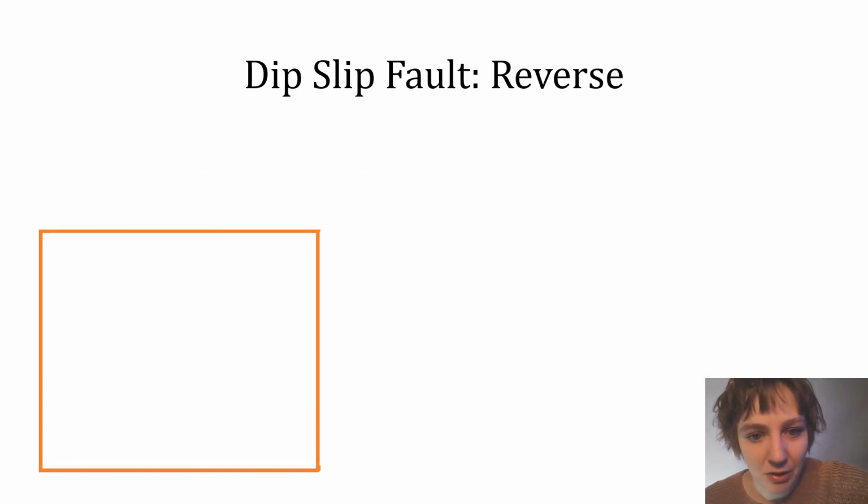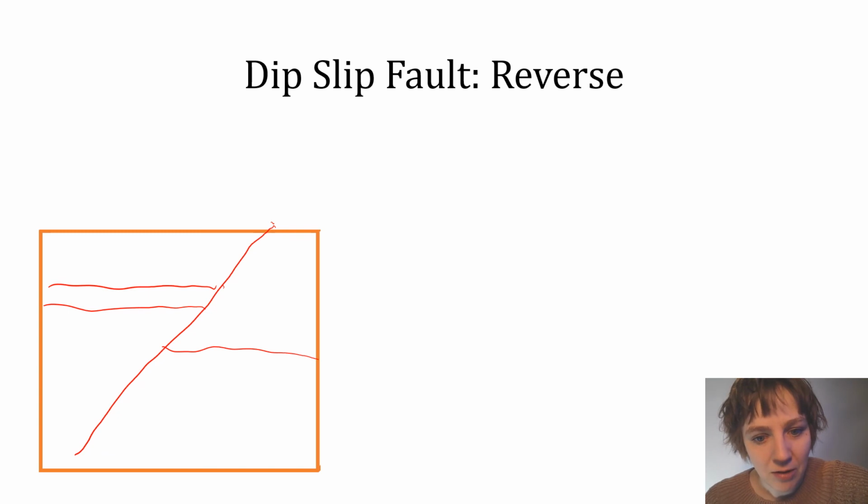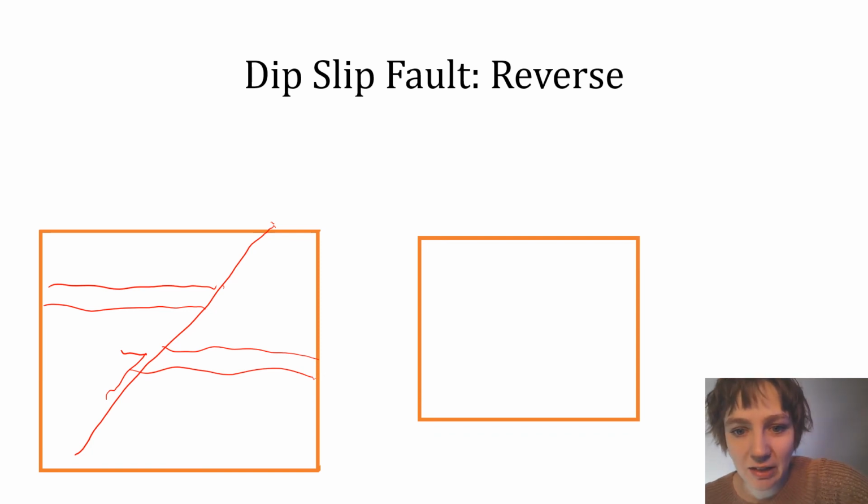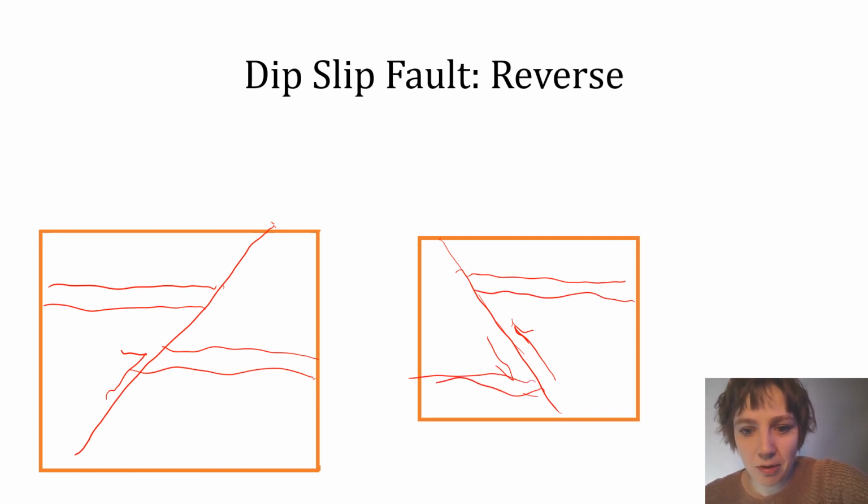We can, of course, draw that ourselves. In this instance, the hanging wall has moved up. That's supposed to be, let's redraw that arrow. And again, the orientation doesn't matter, so we could have just as easily drawn it in this direction, hanging wall moved up. Okay.